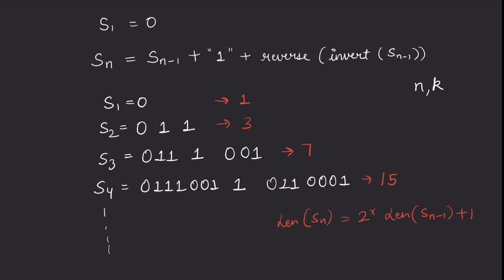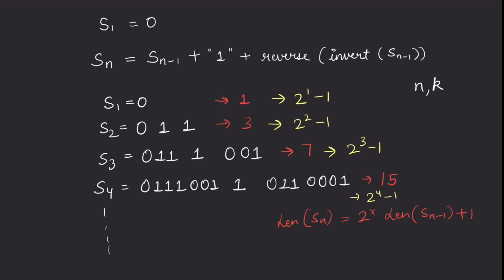Now, can I write this 1 as 2 to the power 1 minus 1? It will be 2 minus 1, that is 1. Then can I write this 3 as 2 to the power 2 minus 1? This will be 4 minus 1, which is 3. Can I write this 7 as 2 to the power 3 minus 1? It will be 8 minus 1, that is 7. Then can I write this 15 as 2 to the power 4 minus 1? So it will be 16 minus 1, that is 15.